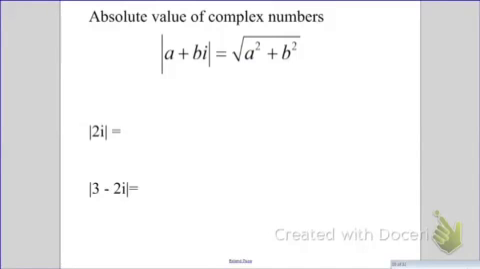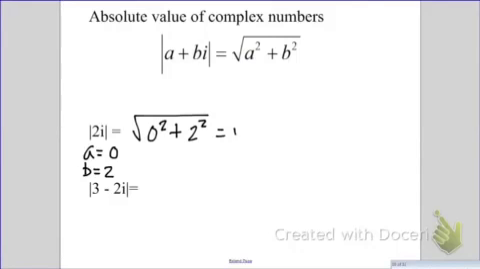So in this problem right here, first off, it's good to recognize what a is. a is not there, so a is 0. But b is there, b is 2. So now we go ahead and plug those into our formula. 0 squared plus 2 squared. And that's equal to the square root of 4, which is equal to 2. There we go.